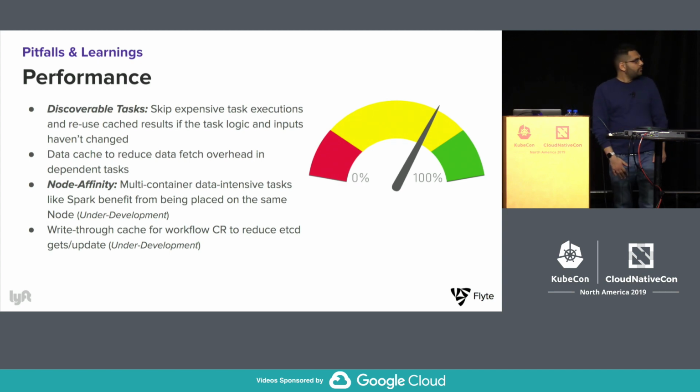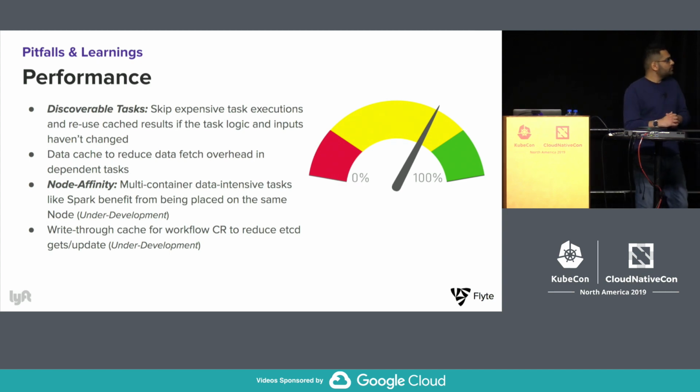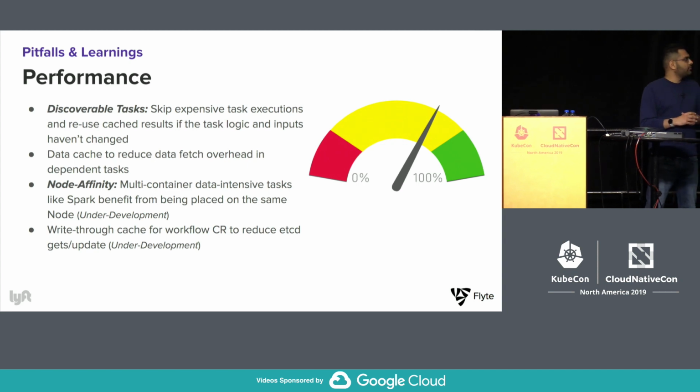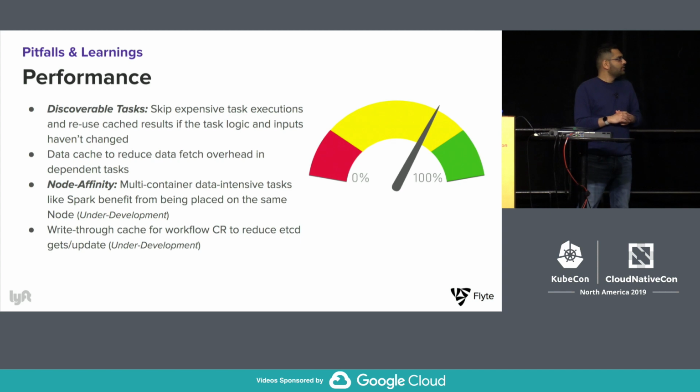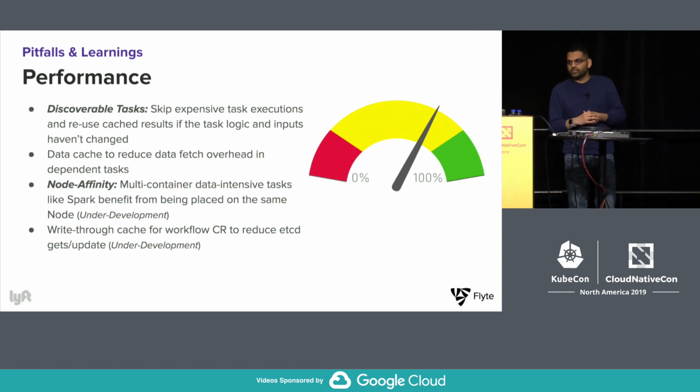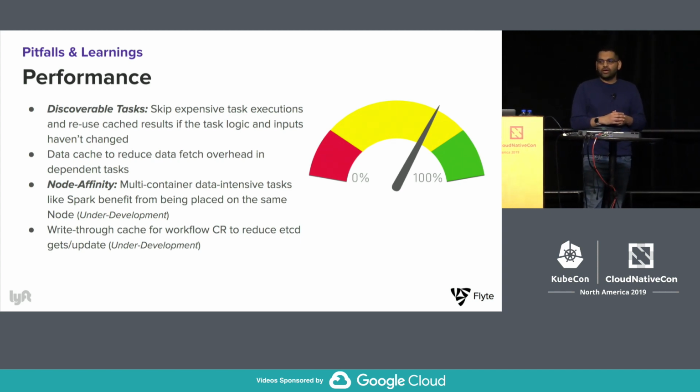Performance was another one of our core goals. One of the ways we improve performance of the system is by providing a feature set called discoverable tasks. What discoverable tasks do is skip expensive task executions and reuse cached results if the task logic and inputs haven't changed.